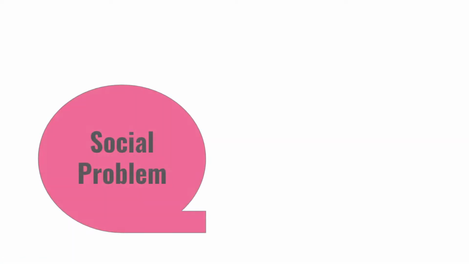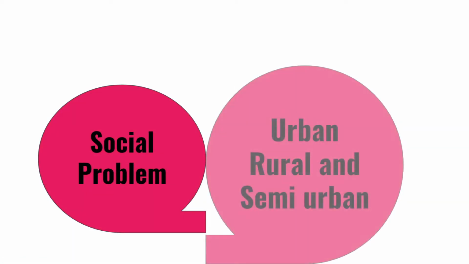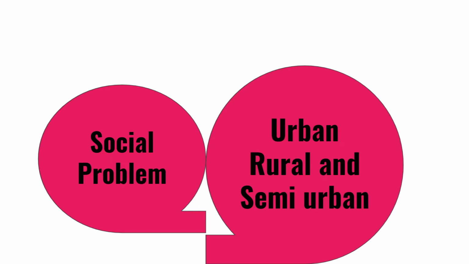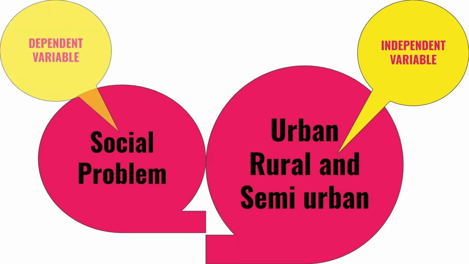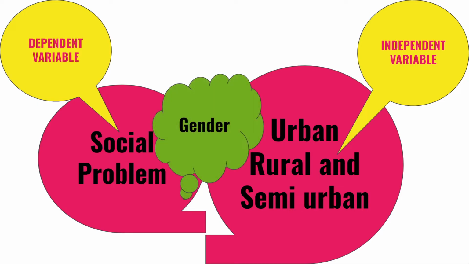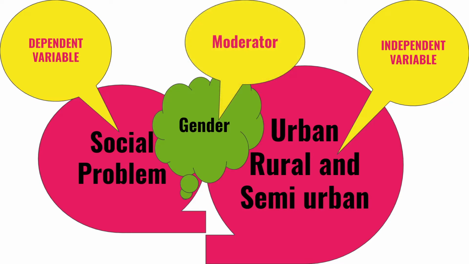In the study of social problems of urban, rural, and semi-urban students, the area will be the independent variable and the social problem will be the dependent variable. But here, if the researcher feels that the gender of the students can also influence the relationship between the student's area and the social problem, then gender will be considered as the moderator variable.